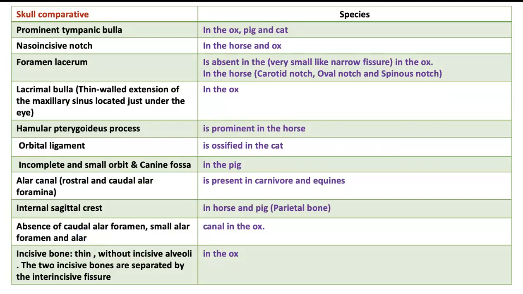Also, you can see the tympanic bulla is prominent in ox, pig, and cat. Also, ox has no alar canal. The alar canal is present like in equine and present in the dog, but absent in the case of the ox.